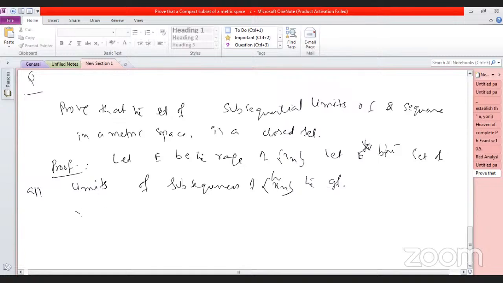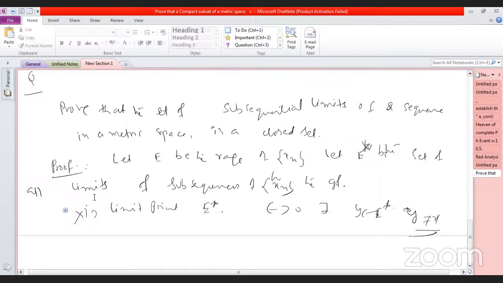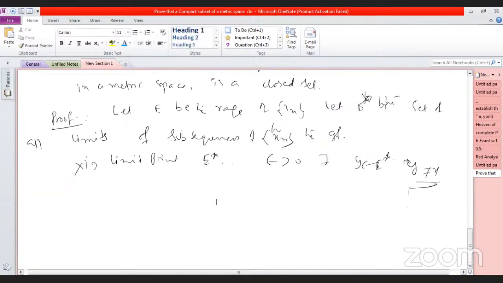So therefore, x is a limit point of E star we are taking here. Given epsilon greater than 0, there exists y belonging to E star, so those elements are in it. Therefore y not equal to x, so y not equal to x, then y belongs to E star. So therefore 0 less than d(x,y) less than epsilon by 2. Already we know that y belongs to E star.